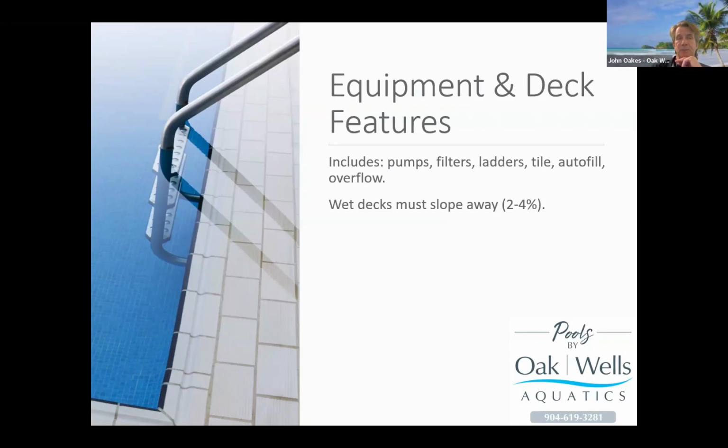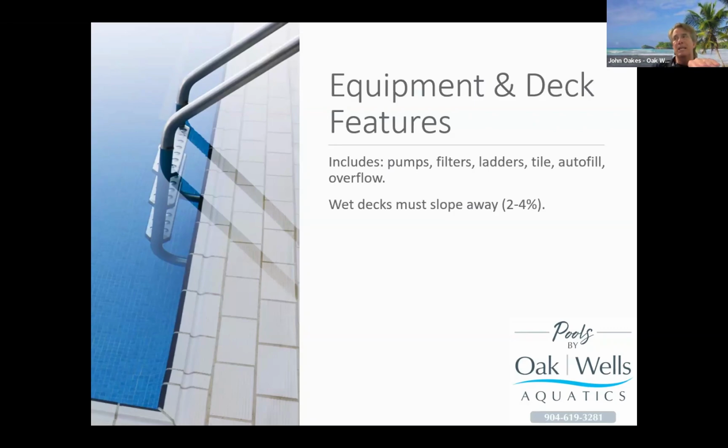The health department's going to put a level on that deck, and it has to slope away from the swimming pool. It has to be a 2 to 4% slope, which is about an eighth of an inch per foot. If you don't get that right, they won't let you open the pool. And it's very expensive to redo that if your contractor didn't get it right.